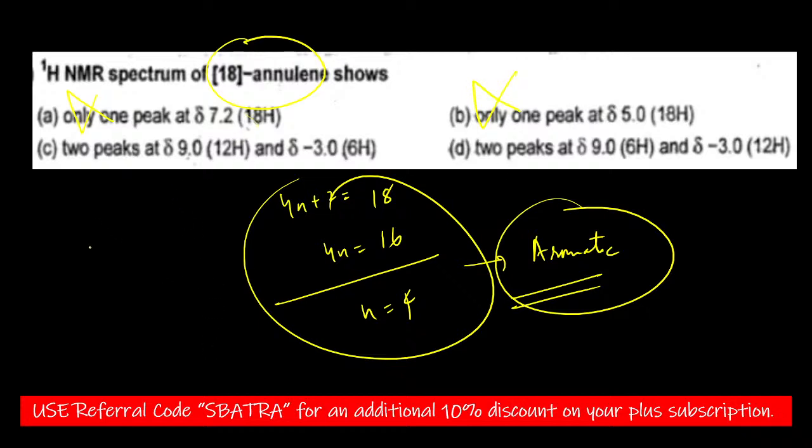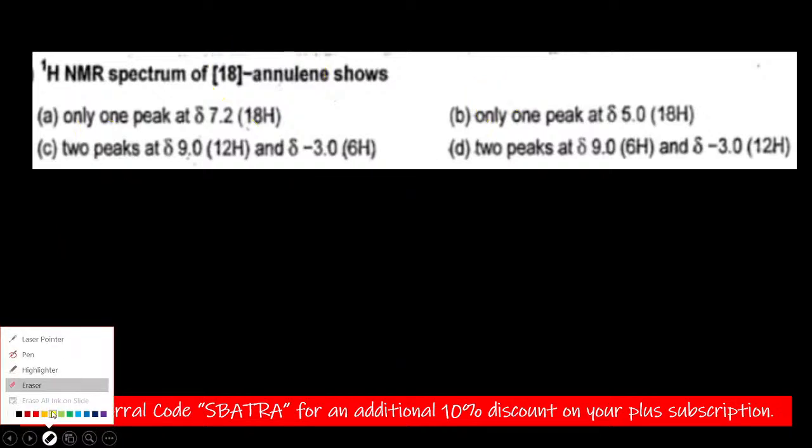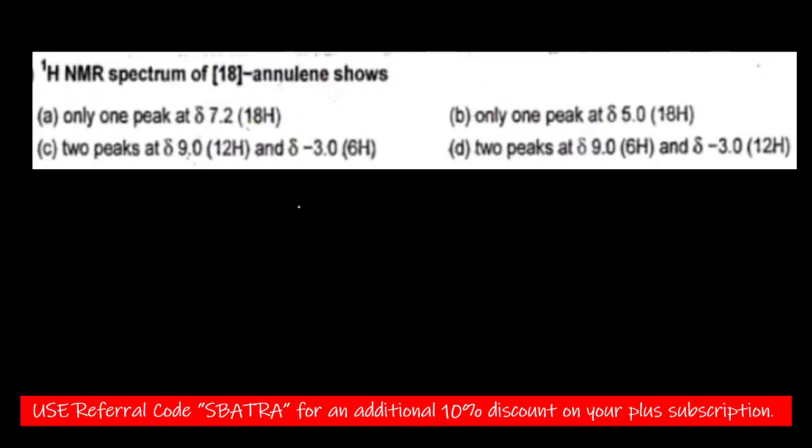So 12 hydrogens. Now we know we have an 18 annulene system, okay. There is no need to even draw the structure. 18 annulene means 9 carbons, okay. See, this is how we can draw it. Right? 18 annulene means 9 carbons. Okay? So, definitely we'll be having this type of structure. Right? We can draw this annulene structure.